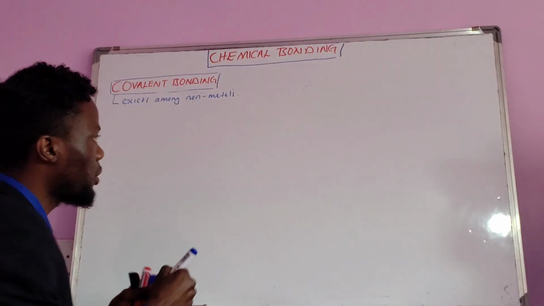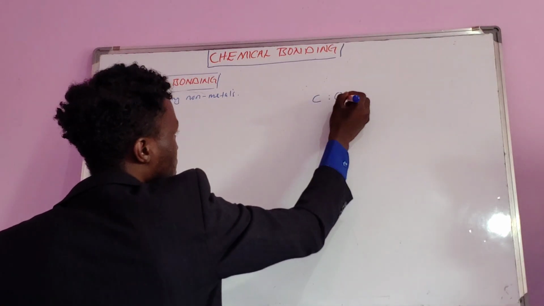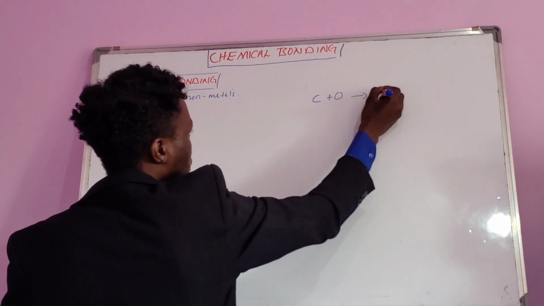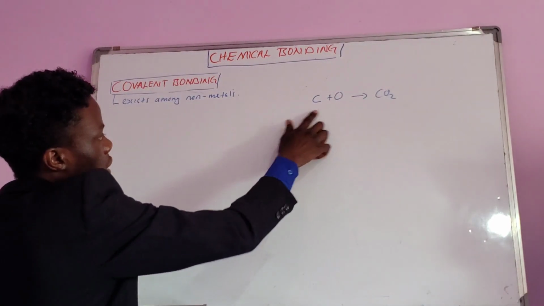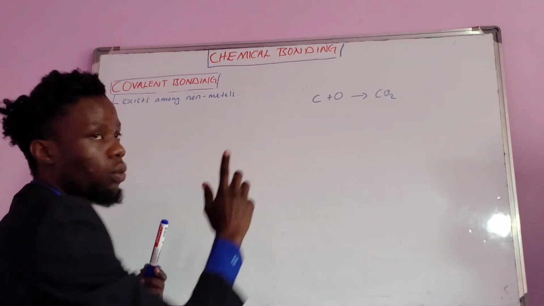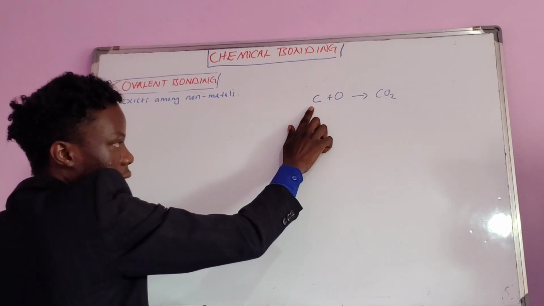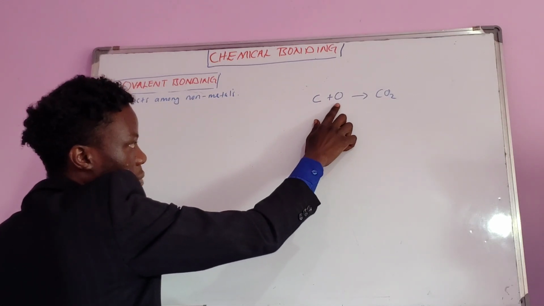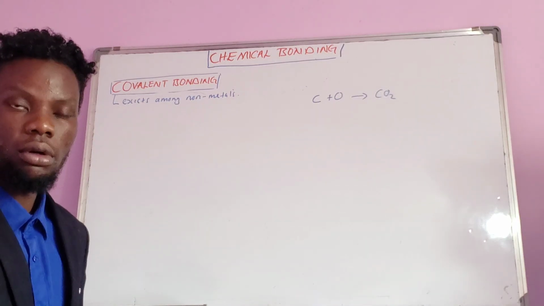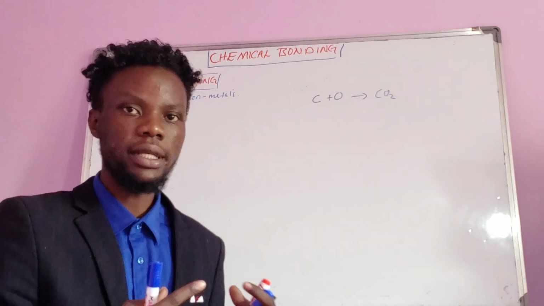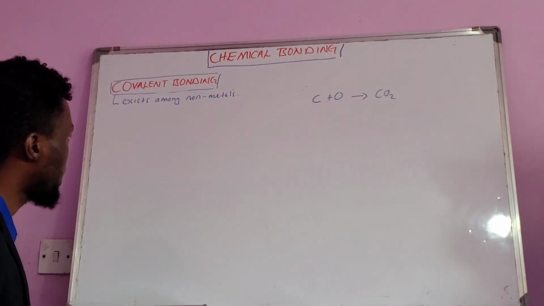Let me give you an example. If I get carbon and I react with oxygen, I know that I'm going to have carbon dioxide. This type of bonding is what we call covalent bonding. Why? Because carbon is a nonmetal, oxygen is a nonmetal, and we are producing this molecule. This is covalent bonding because it exists among nonmetals.